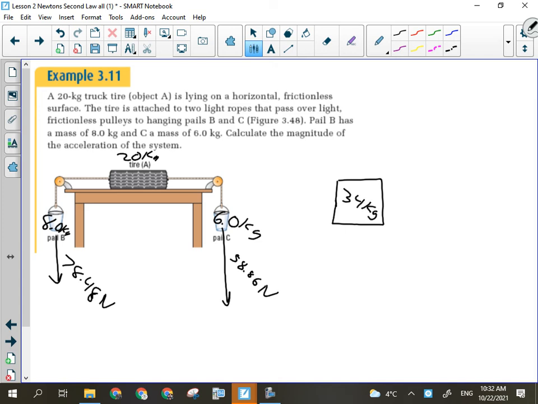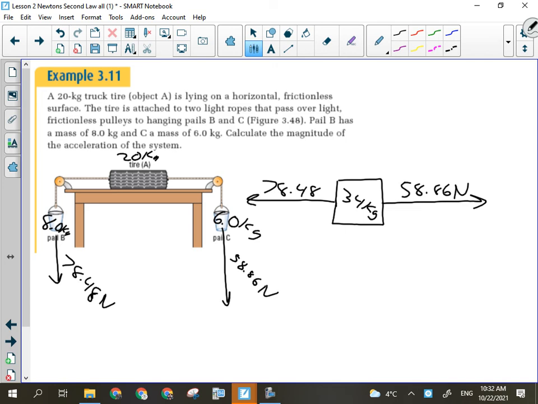34 kilograms worth of mass are going to be accelerated by the net force that is the result of the two pails being pulled by gravity. That means that the system's being pulled this way by 58.86 newtons and this way by 78.48 newtons. Everybody with me so far? Okay, what can I calculate now?